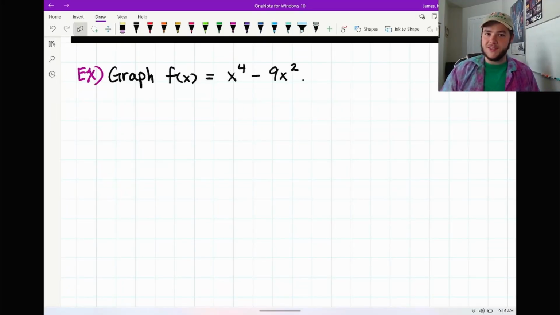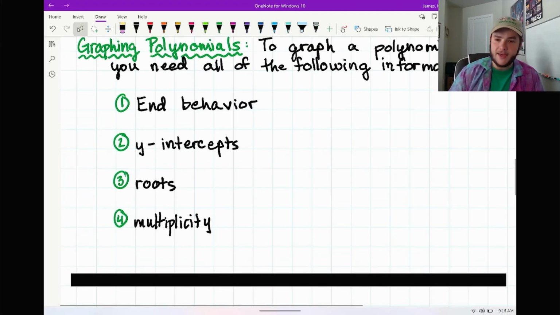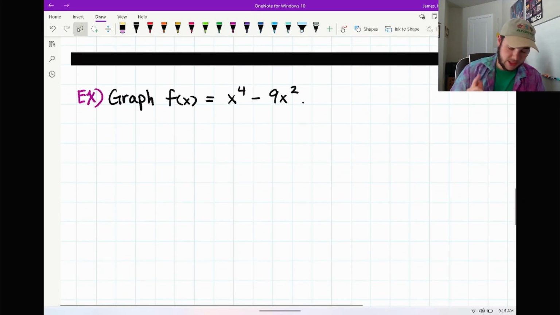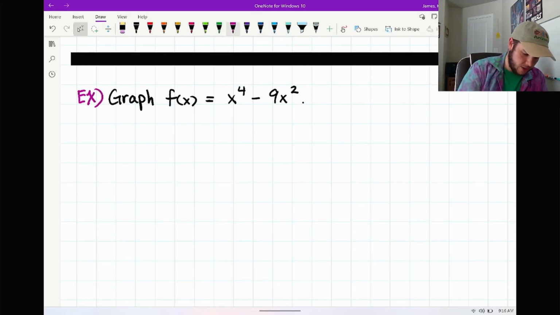And we're gonna start simple. Let's sketch the graph of f of x equals x to the fourth minus 9x squared. You may remember from the last video, I need this information. I need the end behavior, the y-intercepts, the roots, and their multiplicity. So, let's find that information in order.